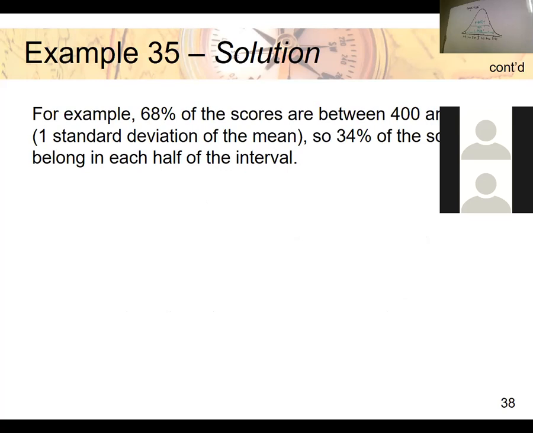For example, 68% of the scores are between 400 and 632. That's 1 standard deviation of the mean, which means 34% of the scores belong in each half of the interval. You take half of 68 to get 34.